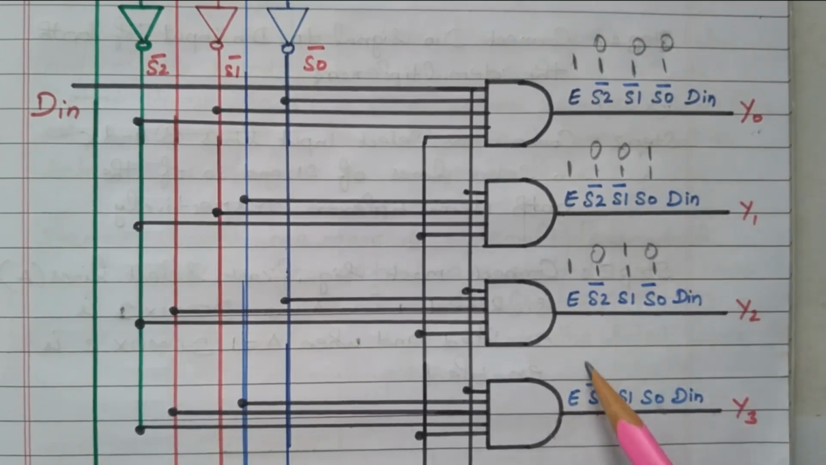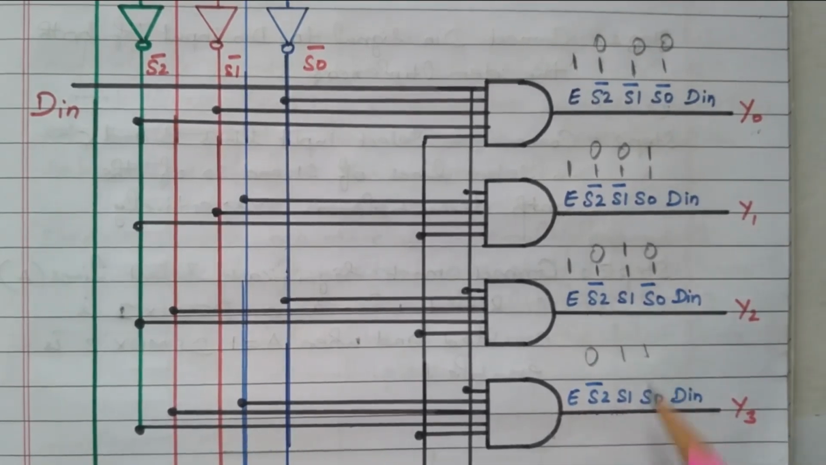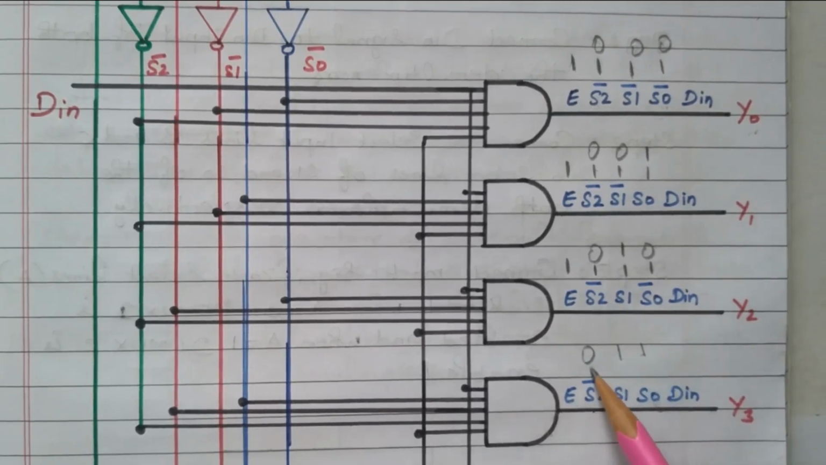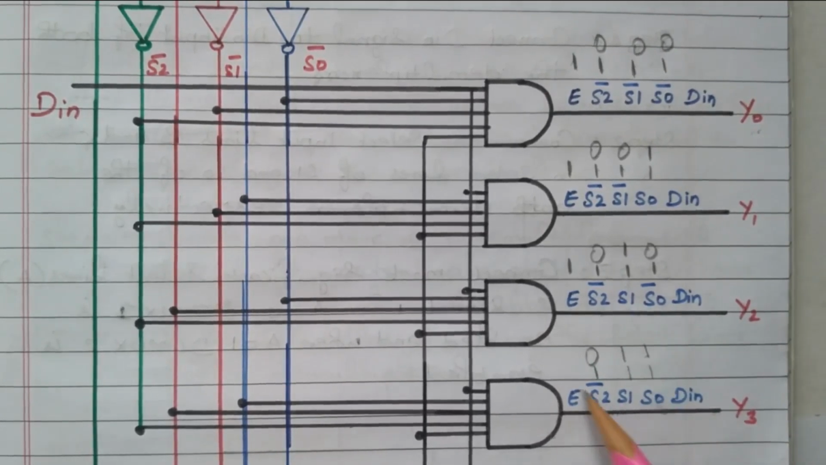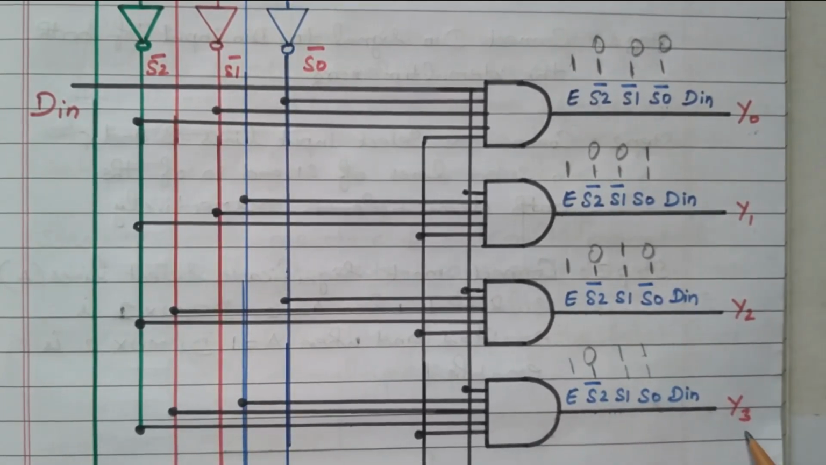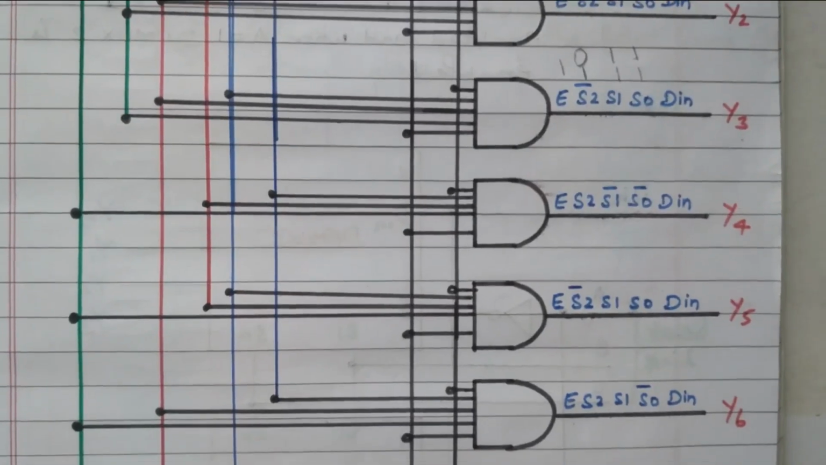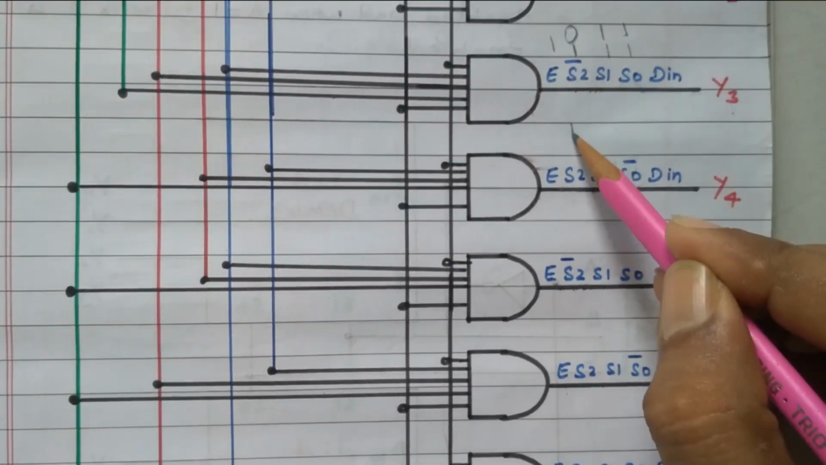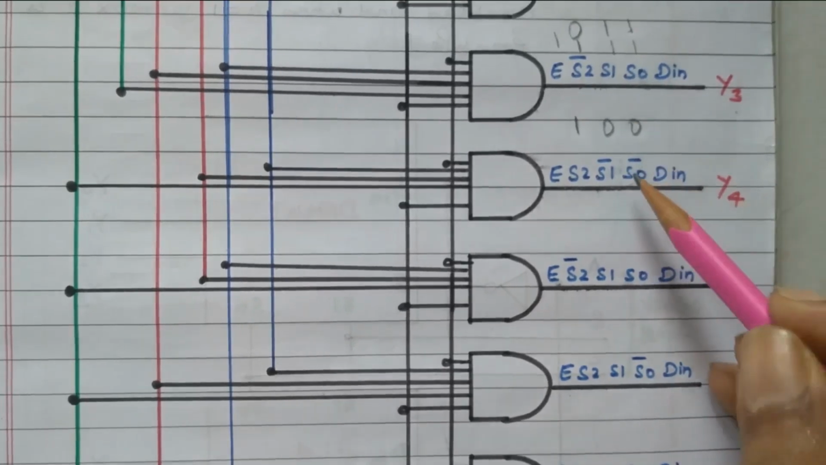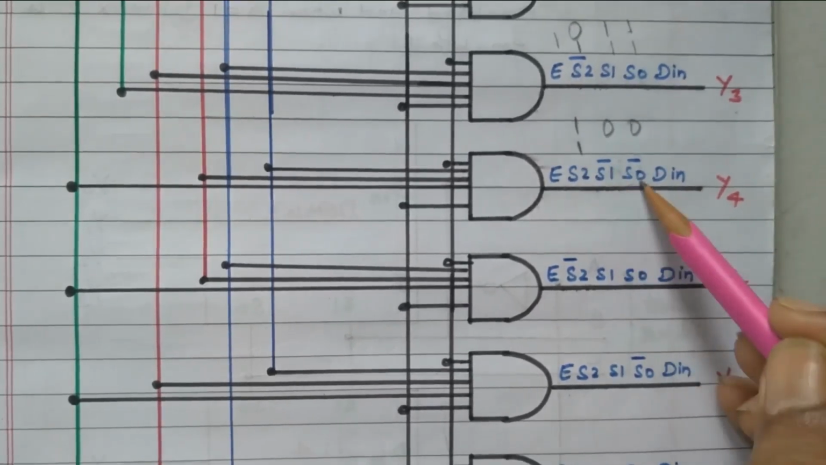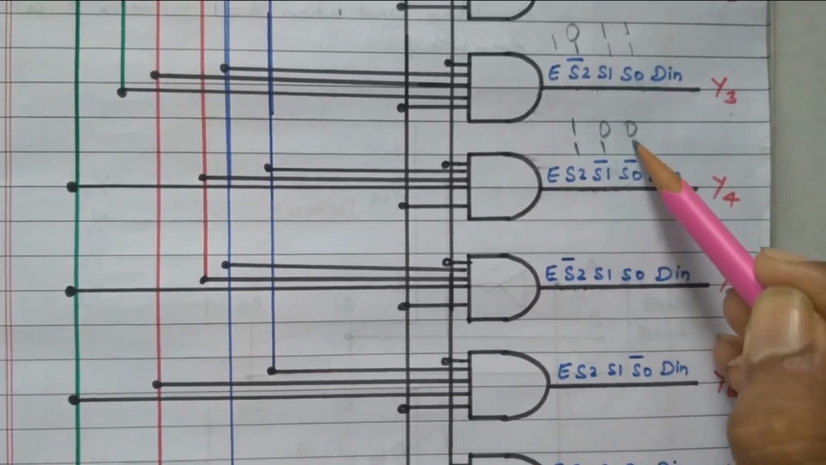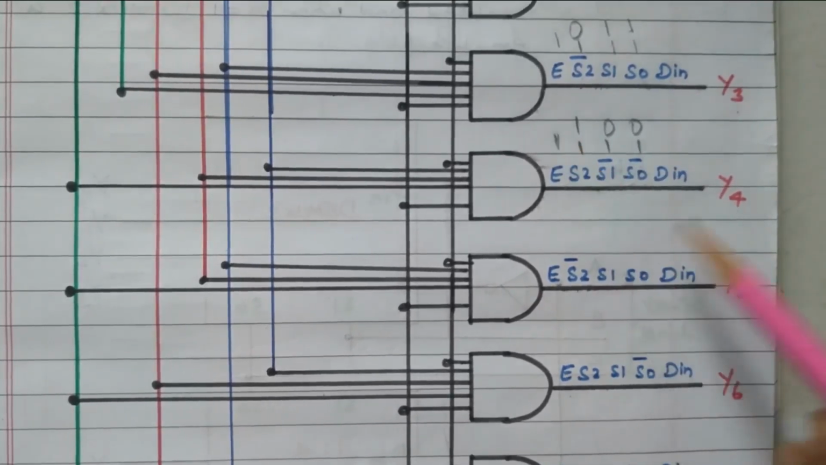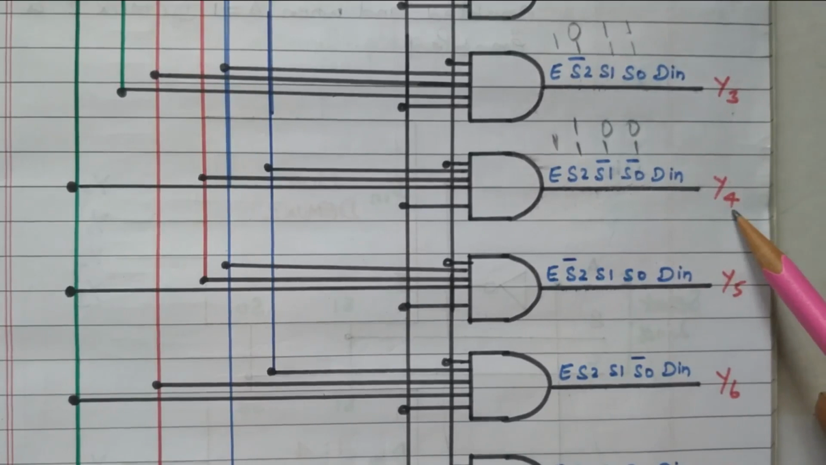Then we'll go to the next one 0 1 1, right? Here bar is available, so this 0 becomes 1. These two are as it is, already enable is 1. So all are 1, so data in is available in the Y3. We'll go to the remaining combinations. So 0 1 1 is done, now it is 1 0 0, right? 1 0 0 means this one as it is, because here complement is there, so these zeros become 1, already enable is 1, so the DN is available in the Y4.